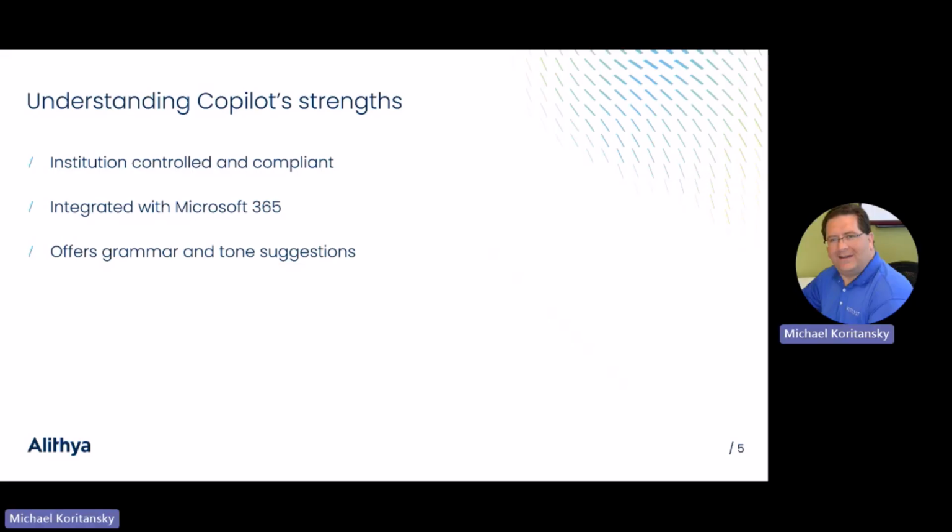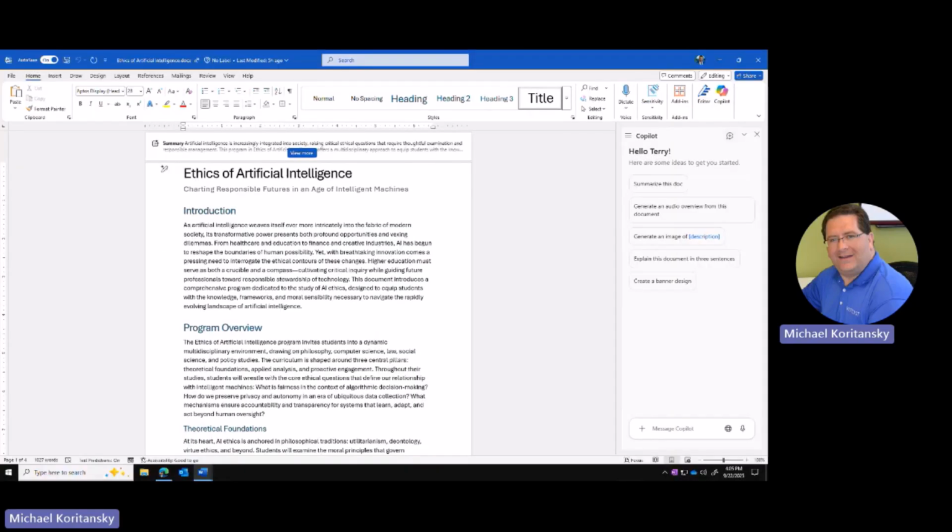So some of the strengths. One of the advantages of Copilot is that you can request specific information or give it specific instructions related to your goal. Let me give you an example here. I'm going to switch over to my desktop for just a moment.